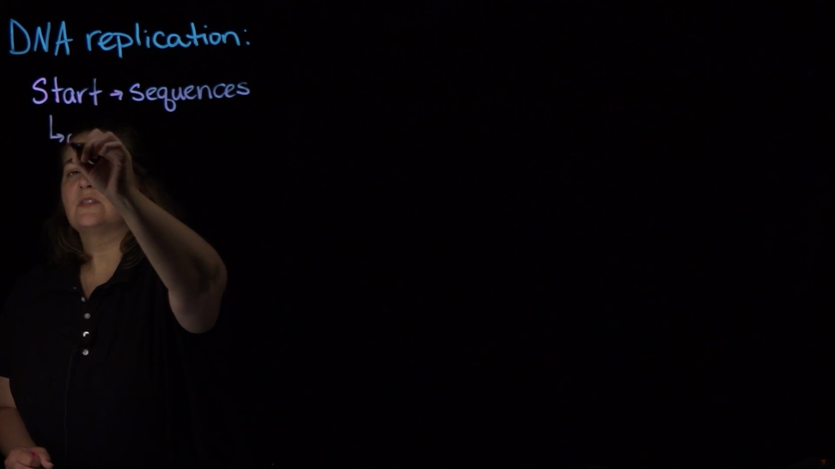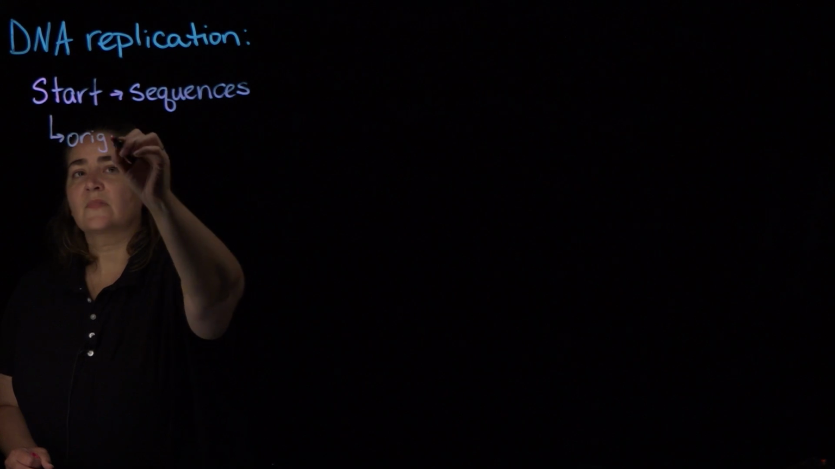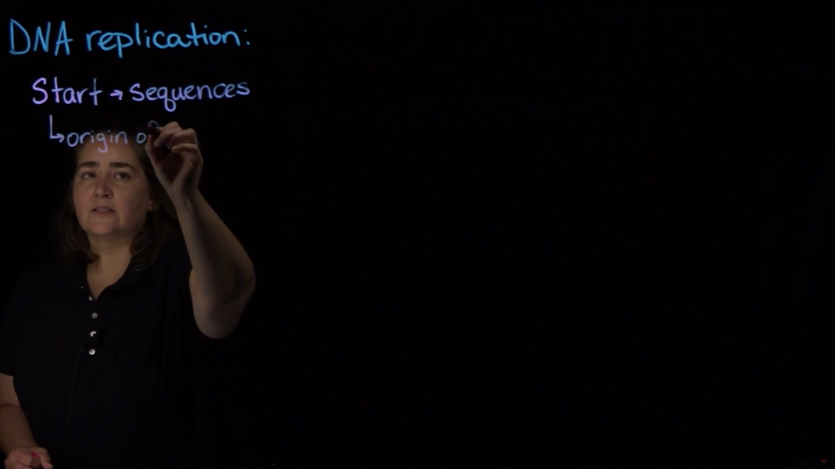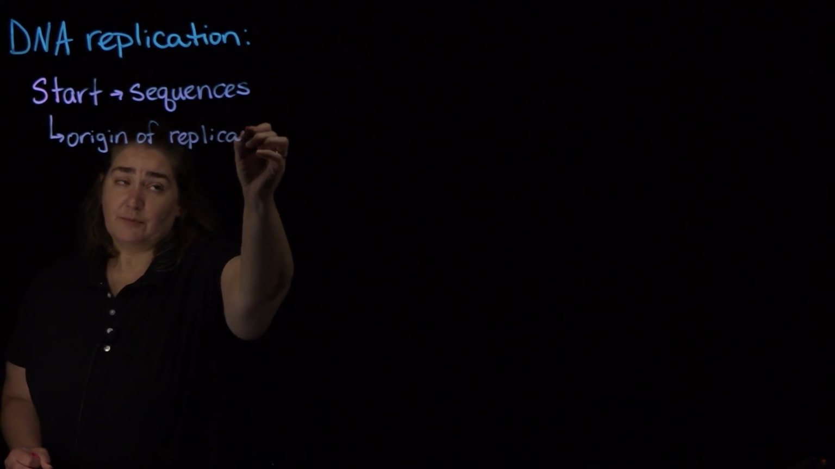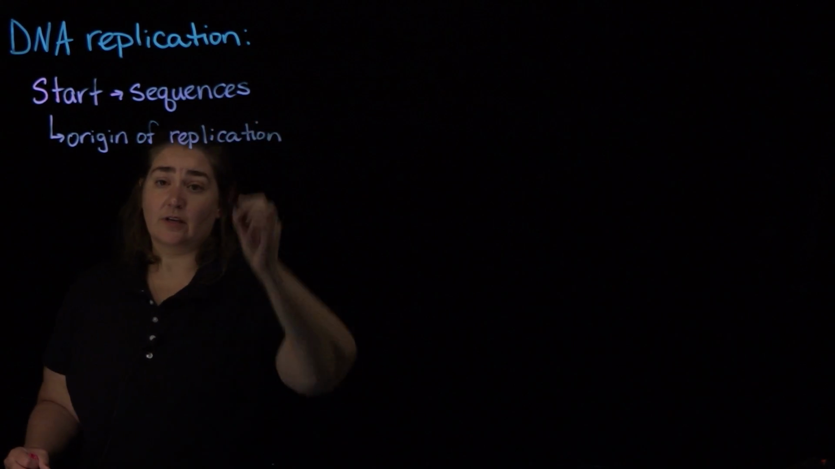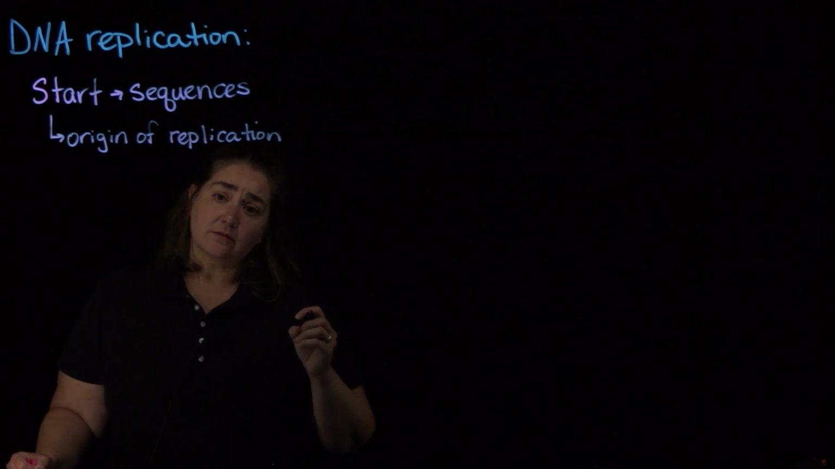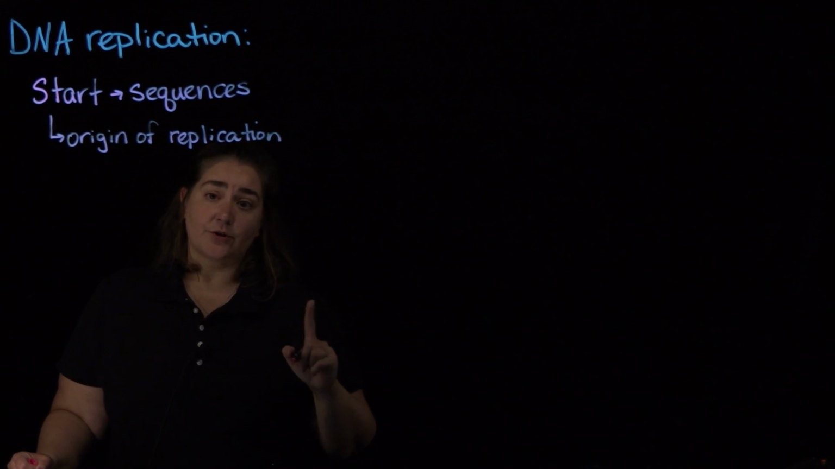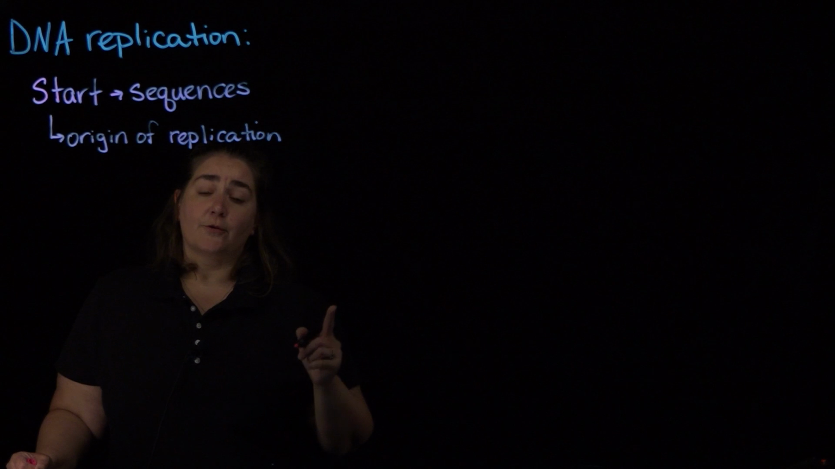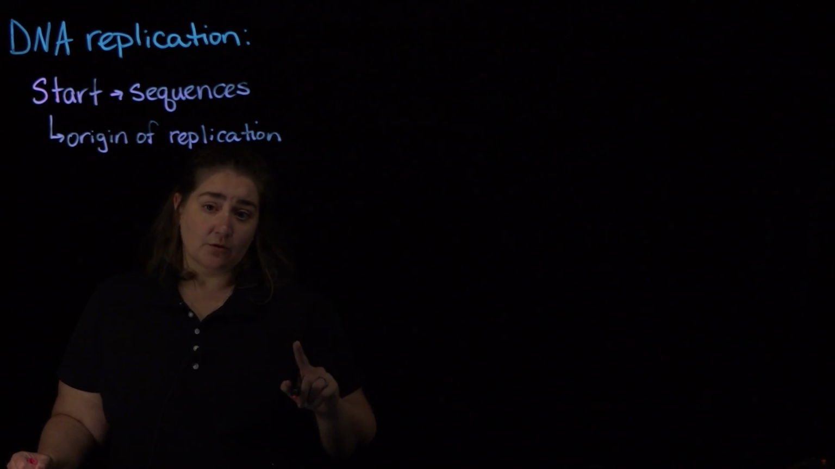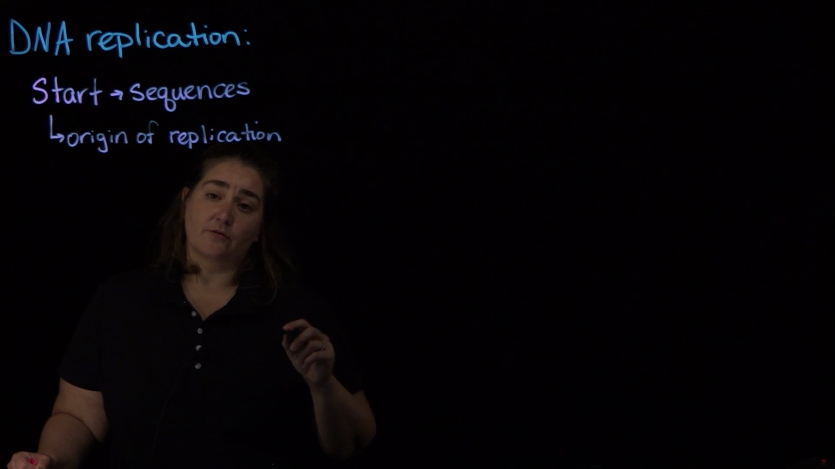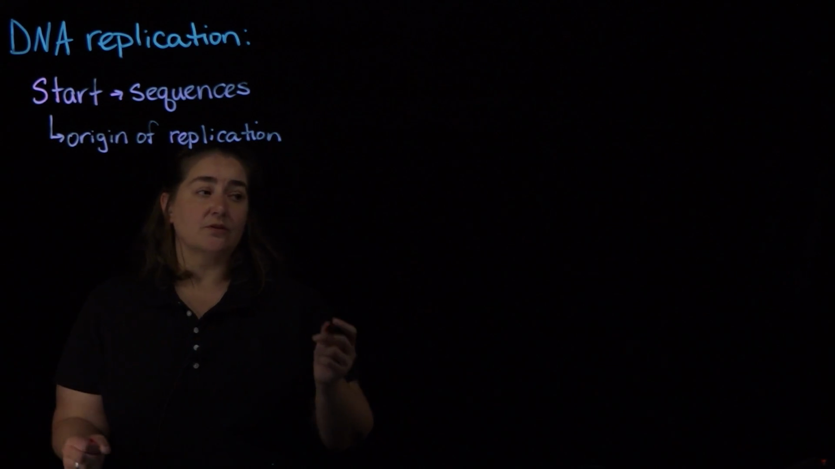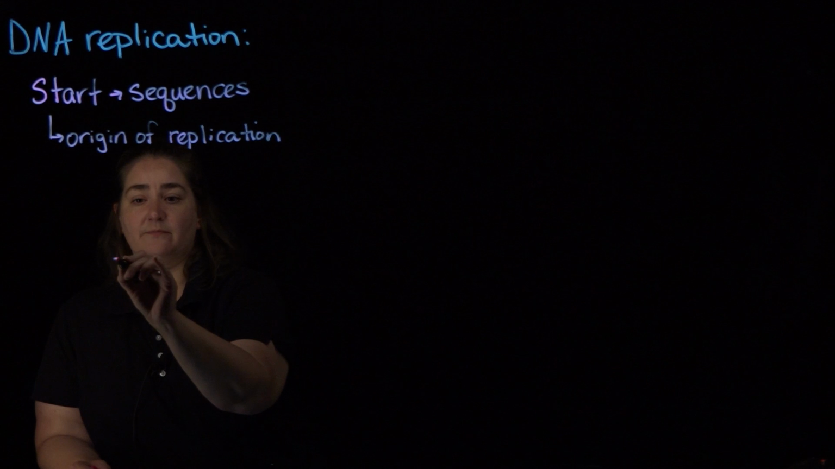But those sequences are known as an origin of replication, okay? In bacterial cells, there'll be one origin of replication for the entire DNA molecule that makes up bacteria. In eukaryotic cells, however, there are multiple origins of replication.